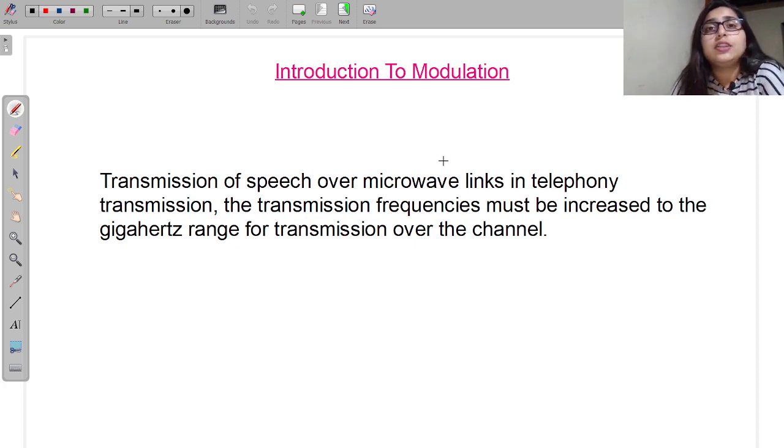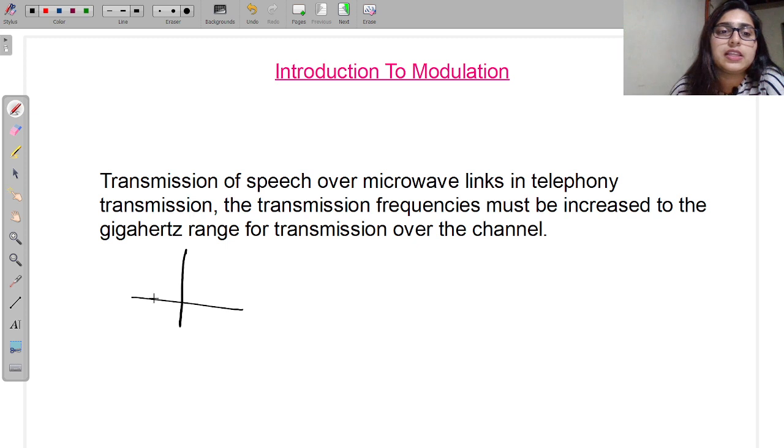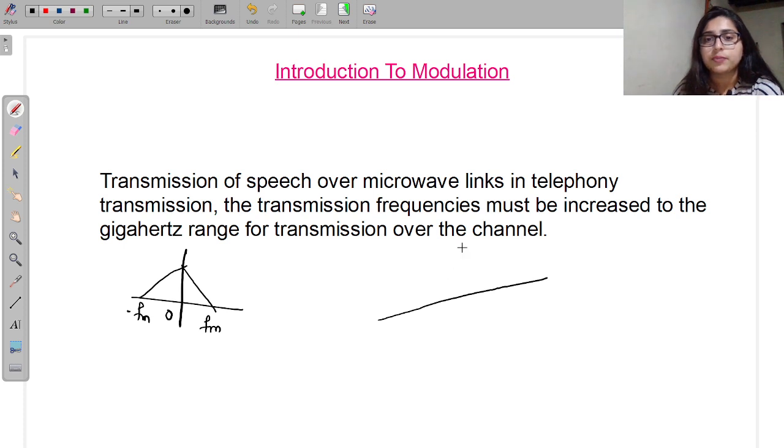In the lecture covering the need for modulation, I told that the frequency spectrum of the message signal is translated to some other frequency. For example, if the carrier signal has the frequency fc, then the frequency spectrum which was centered about the origin is translated to the frequency fc. This was my message signal, this is fm, this is minus fm, and this is 0. What happened is it got translated.